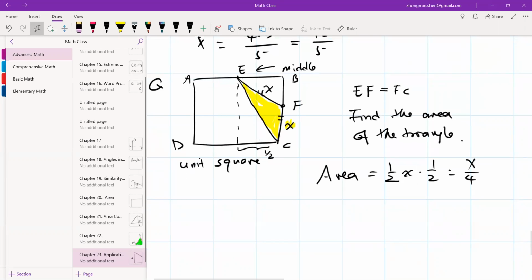Charleston says 1/4. That is also wrong. 1/4 is just 1/4. Think about that. Use common sense. Look at the picture. X is definitely longer than 1/2, right? X must be greater than 1/2 because this is just the side, right? The base EB is already 1/2. X is larger than 1/2.